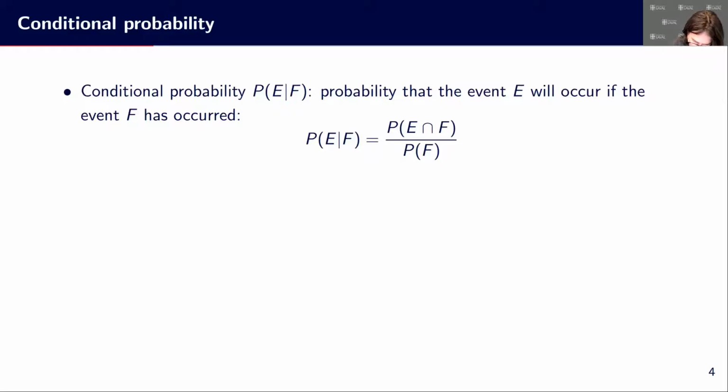We can simply say that this is equivalent to the probability of getting E and F, so this is the intersection, the probability of getting both of these events, divided by the probability of getting F whatever E. So if we don't look at E, this is the probability of getting F. We get this ratio as the conditional probability of getting E given F.